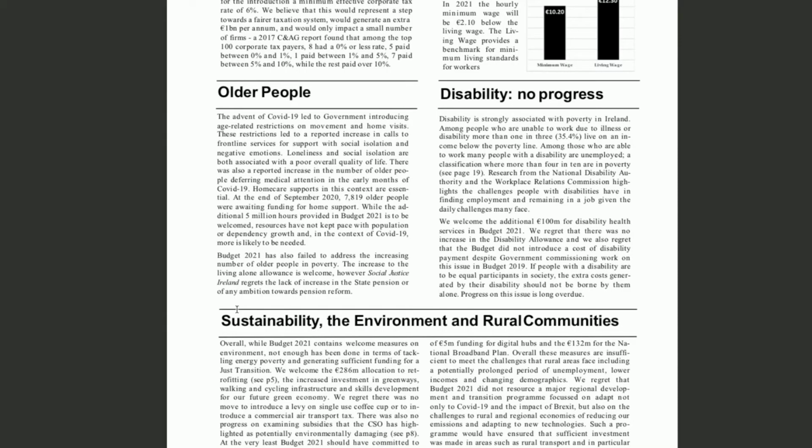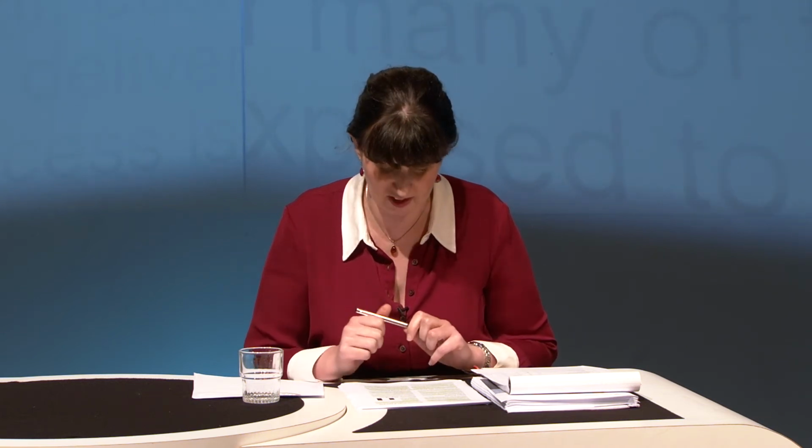Moving then to disability. While there was some welcome investment, €100 million into disability health services, still no progress was made in terms of income supports for people with a disability. There was no increase in the disability allowance. There was very little in the budget to support people with disabilities, both in terms of finding employment and remaining in the labour market. We regret that the budget did not introduce a cost of disability payment, despite a study being commissioned on this in Budget 2019.